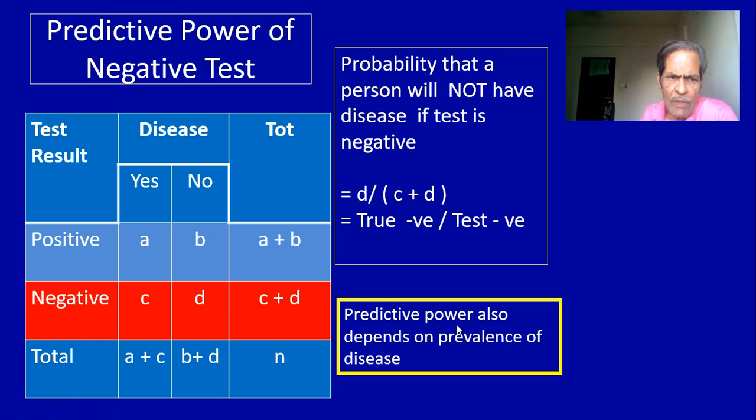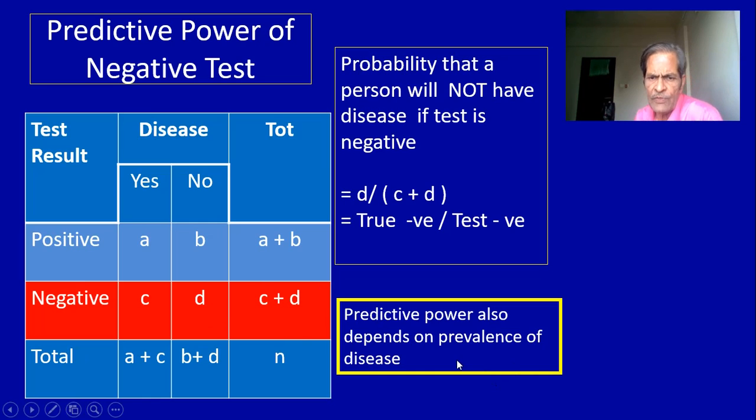The predictive power of the negative test, for calculating, we use the values in this row. It is the probability that a person will not have the disease if the test is negative, and it is given by D divided by C plus D.